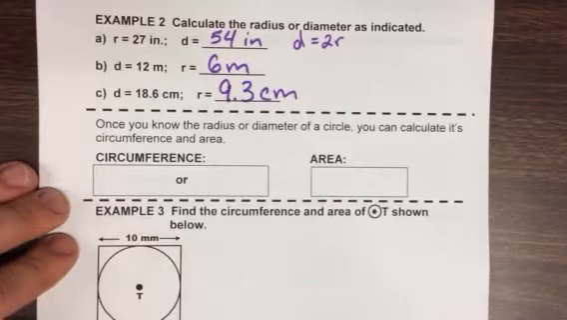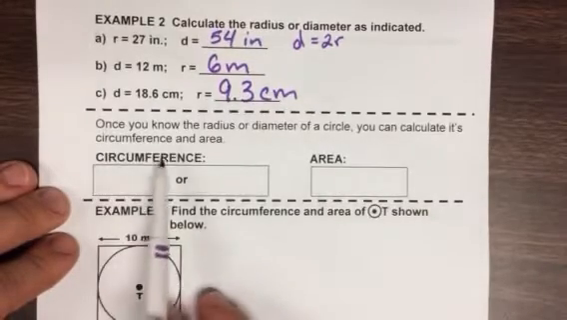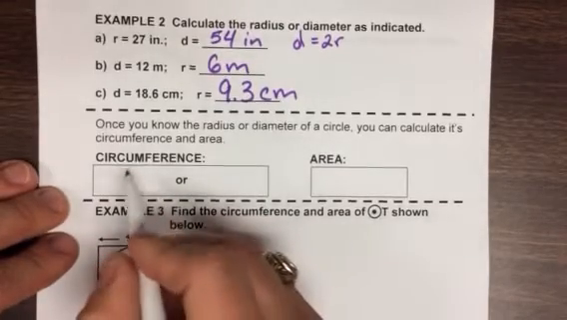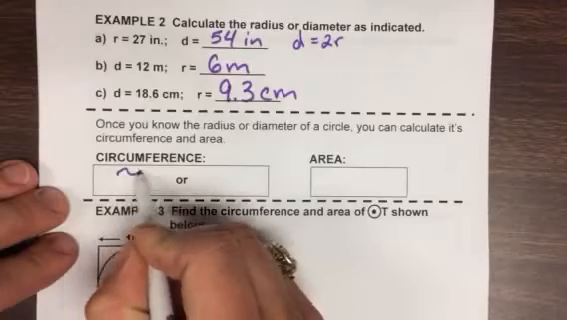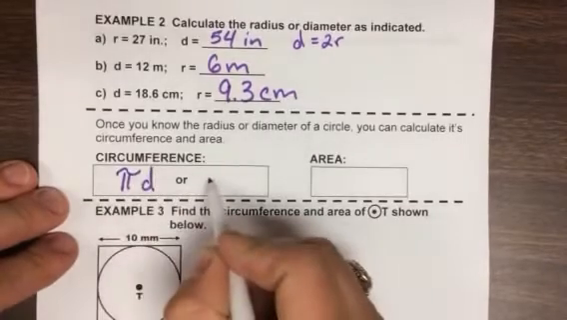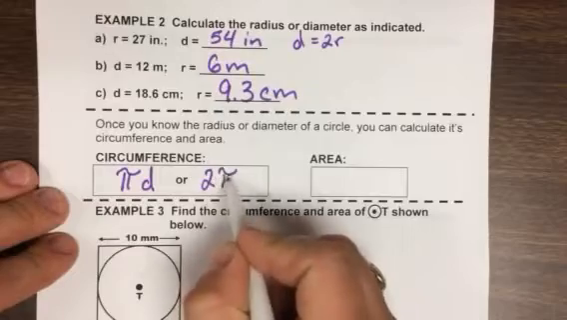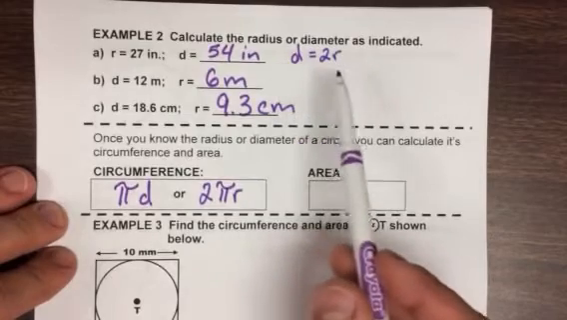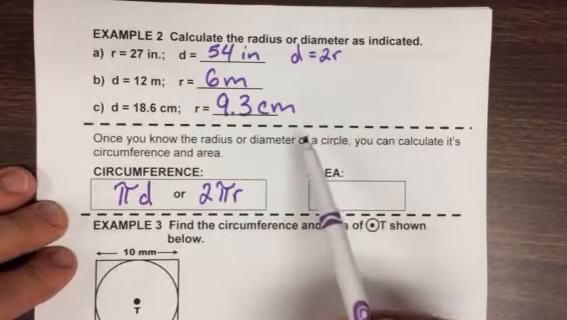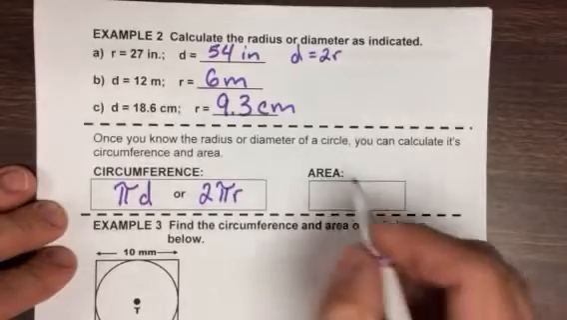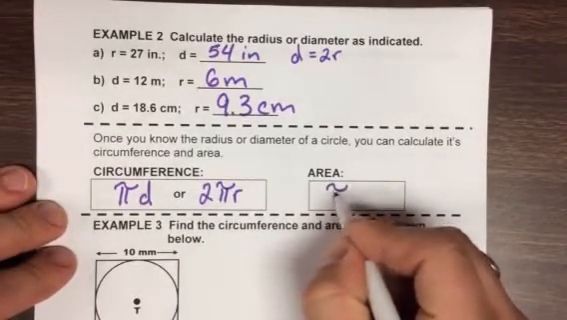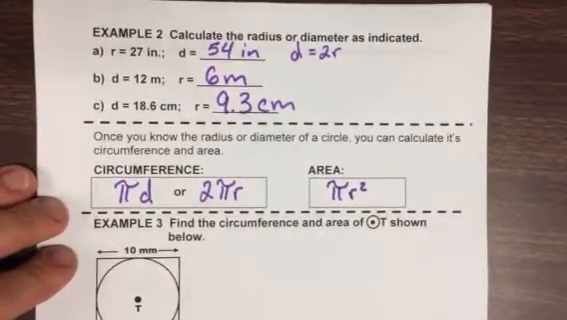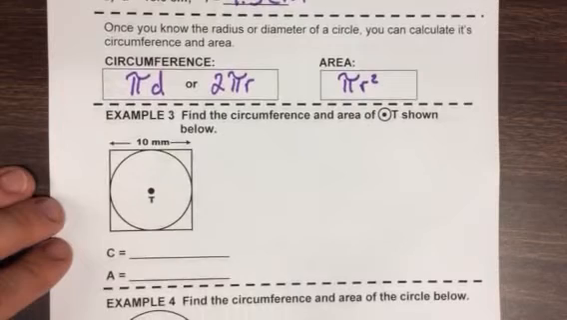Once you know the radius or the diameter of a circle, you can calculate its circumference and area. So circumference goes around the outside of the shape, and we can calculate that by saying pi times the diameter, or by saying 2 times pi times the radius. That makes sense because we just set up here that the diameter and 2 times r, or 2 times the radius, is the same thing. Looking at the area, we're only going to have one formula: pi r squared.